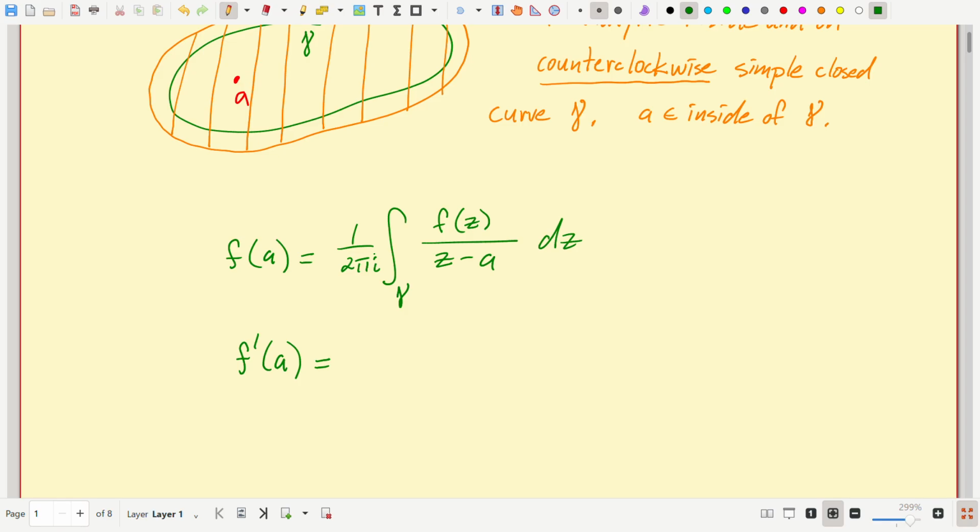The person who taught me complex analysis kept forgetting to put the 2 pi i's in, and so at some point during the semester he said, from now on, assume that 2 pi i is equal to 1.